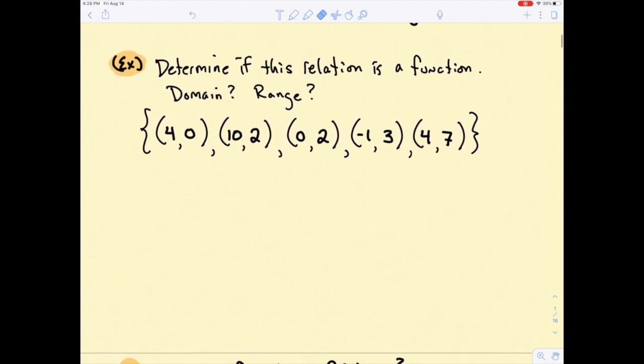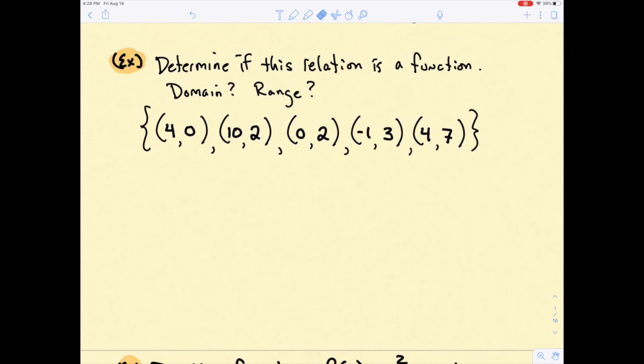Well, two quick questions that they might ask in this first section. Determine if this relation is a function, and if so, what's the domain and range? Well, let's start out with this. The domain are going to be the first values, and it's also going to be the thing that I look at to determine whether this thing is a function or not.